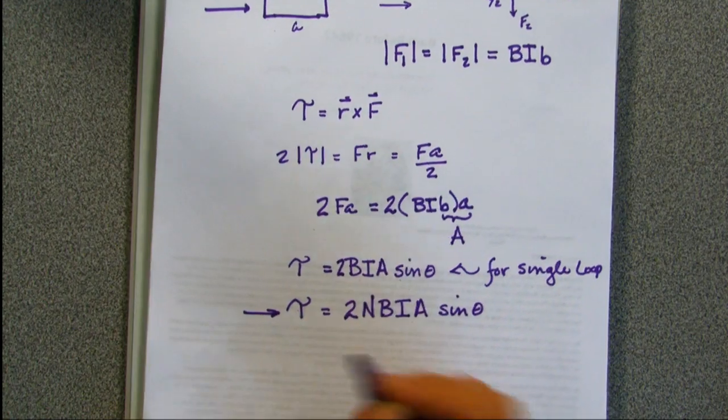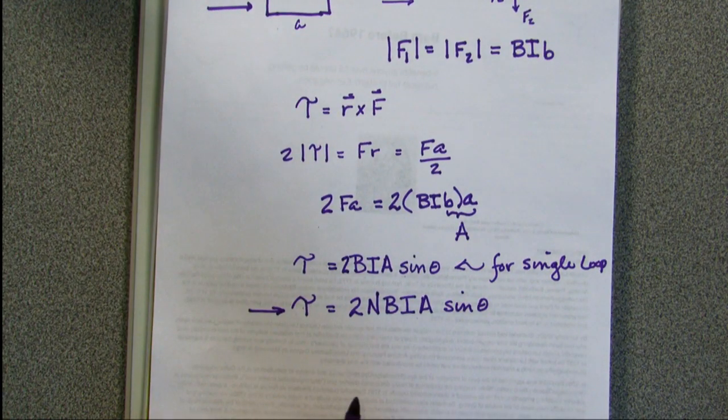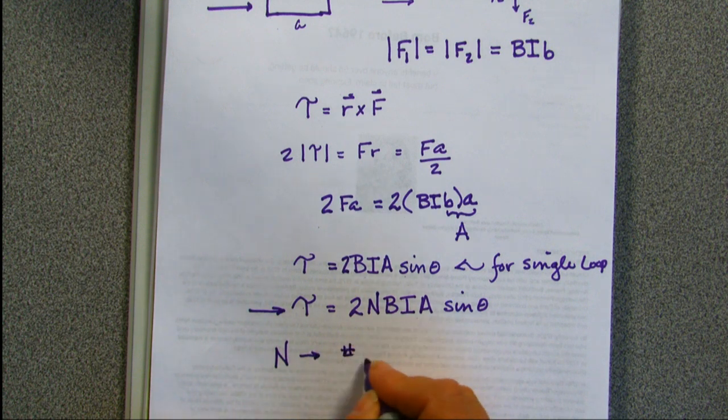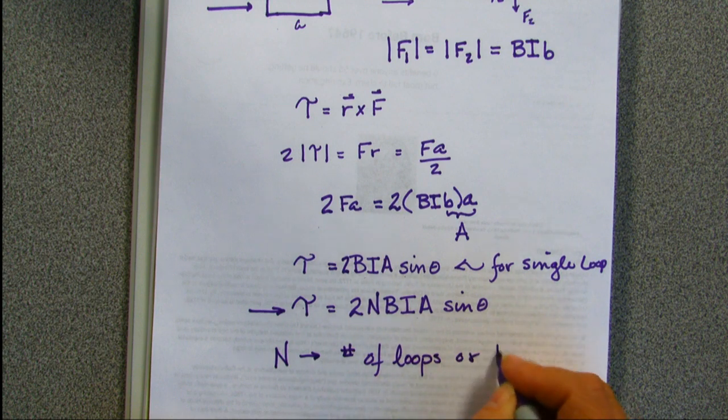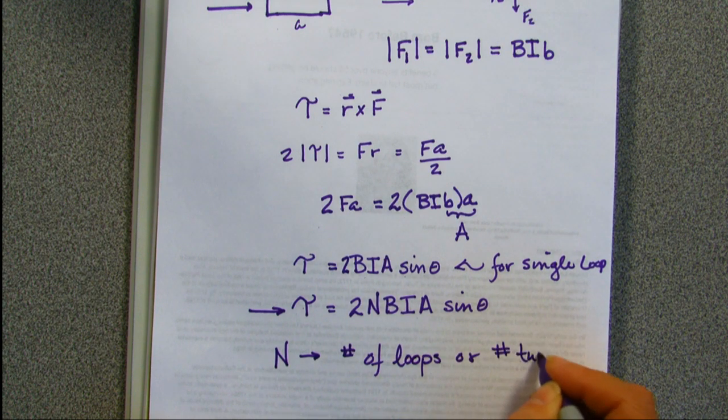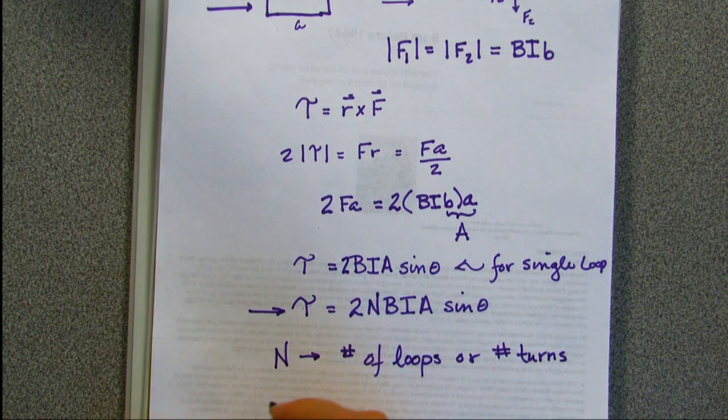Now, we are going to see two different n's. We're going to see this capital N, which is the number of loops, or the number of turns. And there's this little n, and that little n is the number of turns per unit length.